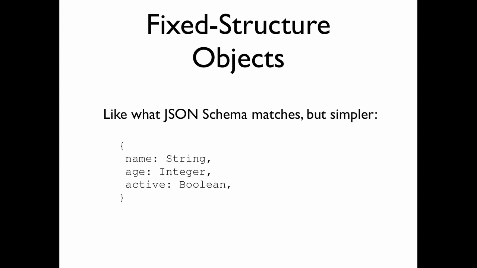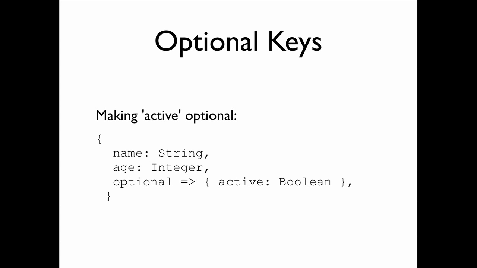So here's a fixed structure object. It has a name, an age, an active, and those are the types. Very simple, and just like a regex looks like a string, this looks like your JSON. If you have an optional key, you put optional rocket in front of it.